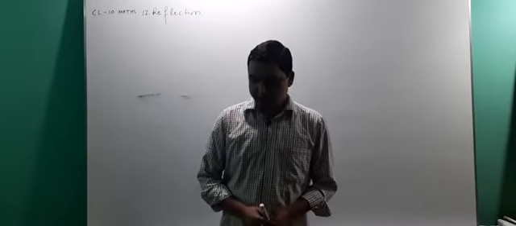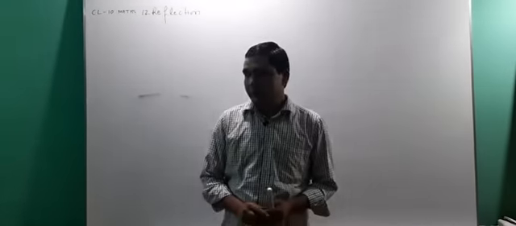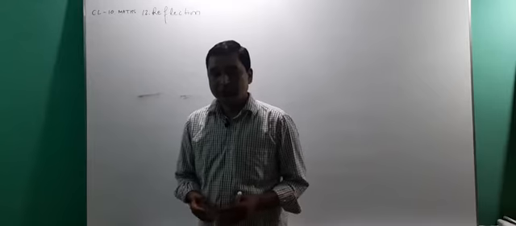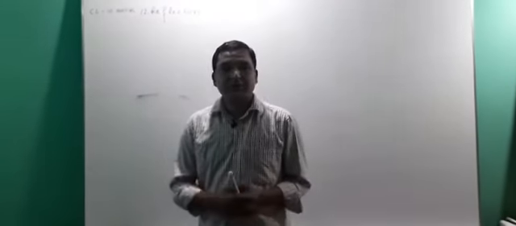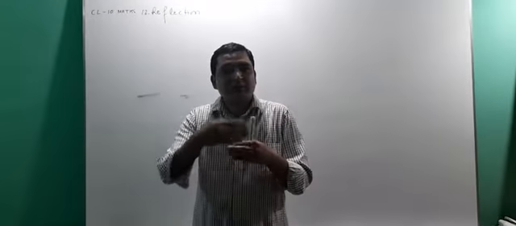Okay, now let me start today. This is reflection. It is a very easy chapter. Reflection means suppose an object is placed in front of a mirror, then exactly the same distance the image is formed behind the mirror.